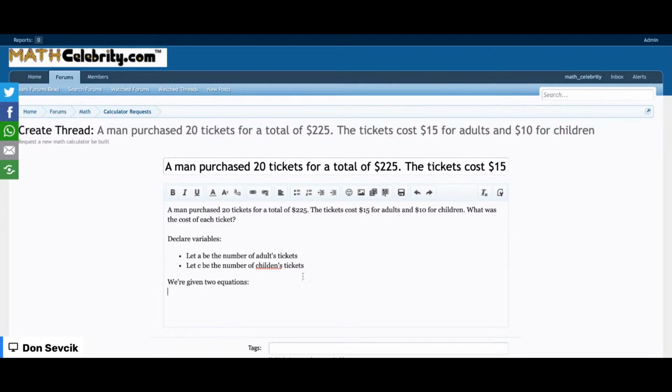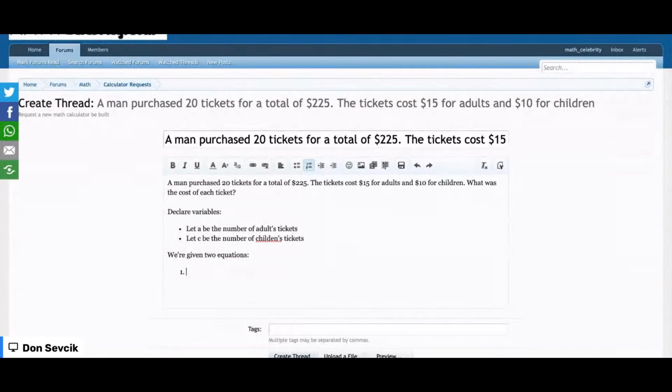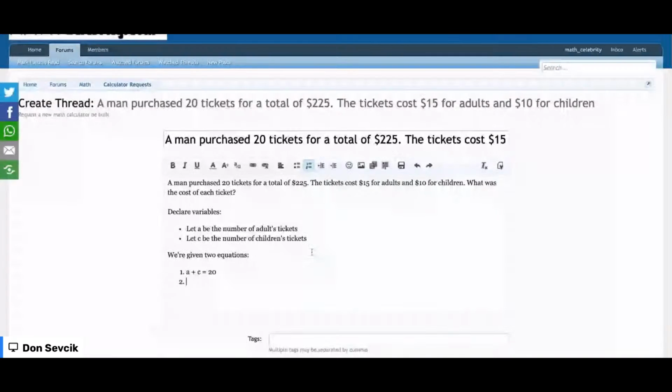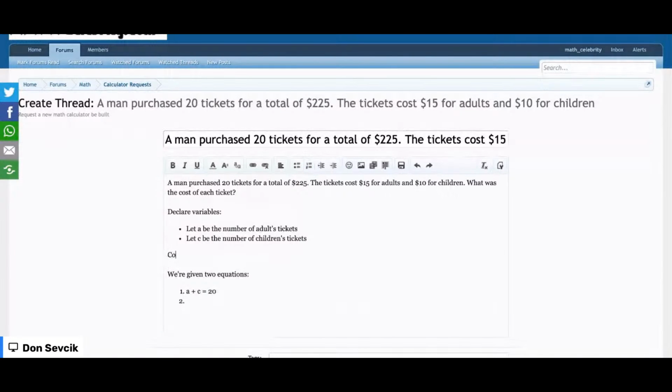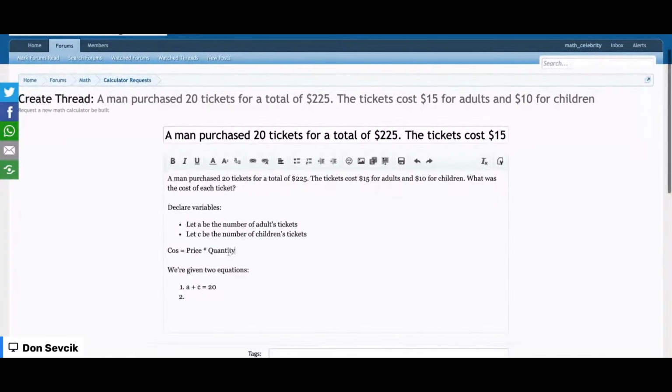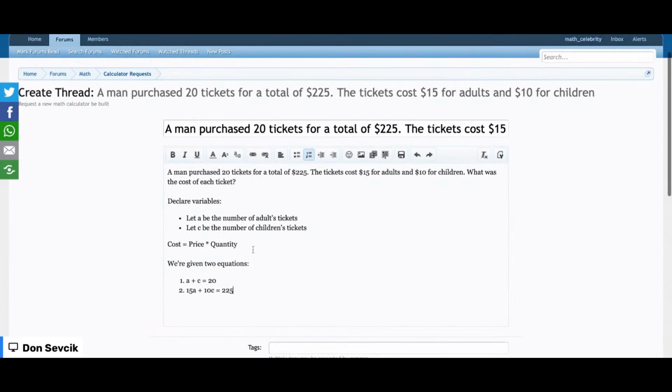If you've been on the live stream before, you know exactly where this is going because we've done these enough times that we're blue in the face. But let's do it again because repetition is the mother of learning. So 20 tickets, we know A plus C equals 20, right? A man purchased 20 tickets. He either purchased A for adults or C for children's. And the total cost was 225. So let's just note cost equals price times quantity. Very important because we've got the adult tickets, which are 15 times A tickets, right? That's the cost. Price times quantity. And then price times quantity for children is 10C. And we're told that the total cost is 225.